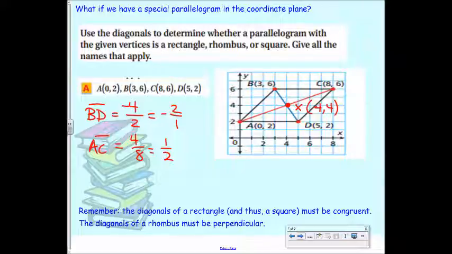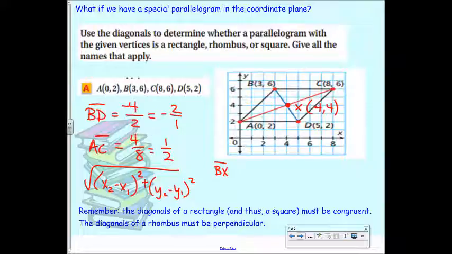Which row had AX? Should be 4 minus 2, right? Yeah, which is 2. And 2 squared is? 4. And then 4 minus 0 is? 4. So 4 squared is 16. So square root of 20. Good. So AX is square root of 20. Okay, CX? Good. Square root of 20.